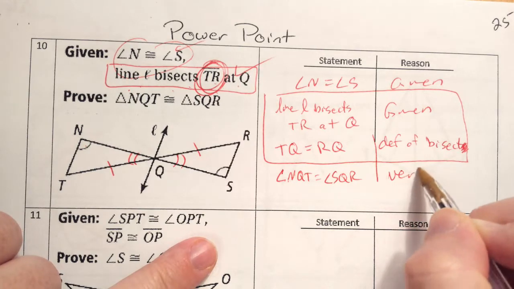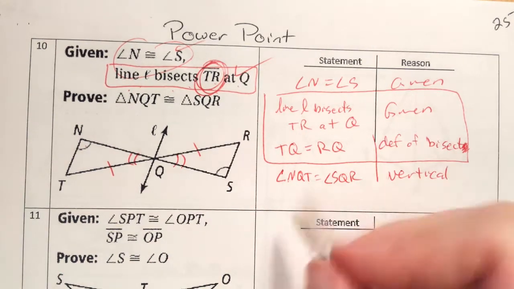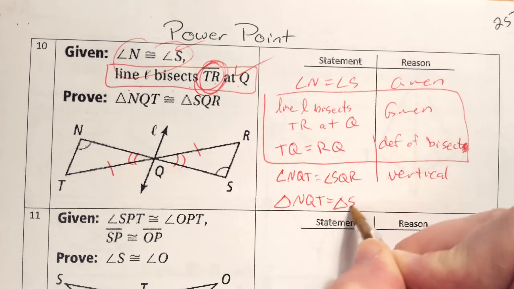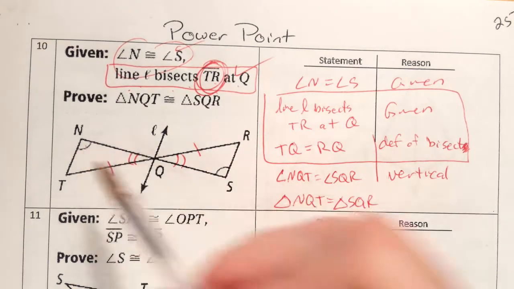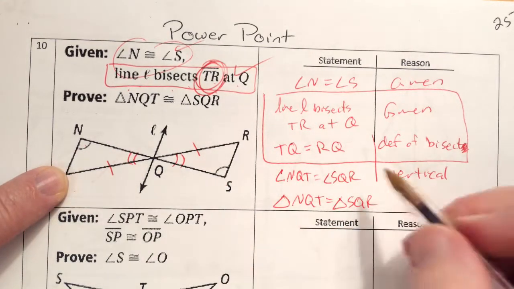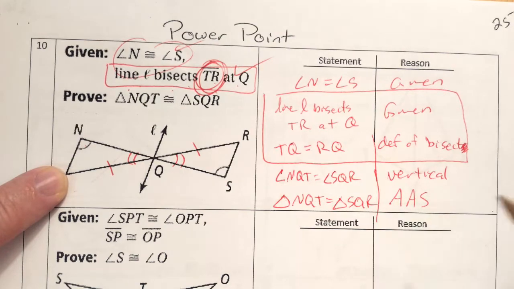And why? Because of the word vertical. And now I can say triangle whatever is equal to triangle whatever. And the reason why, let's see, what do we have more of, angles or sides? Angles, so go to the third angle, go in a circle, and we get angle, angle, side.